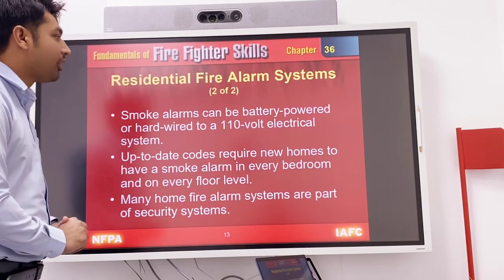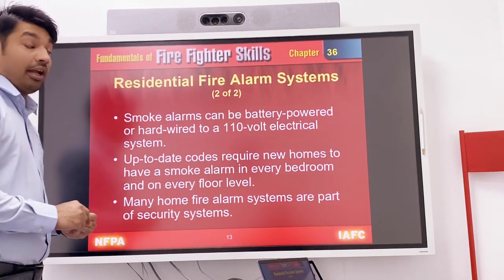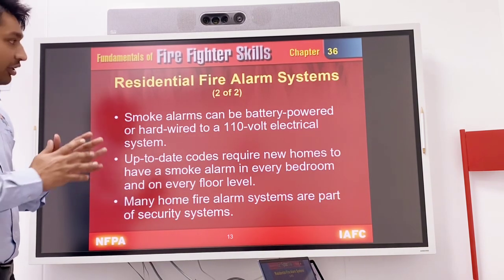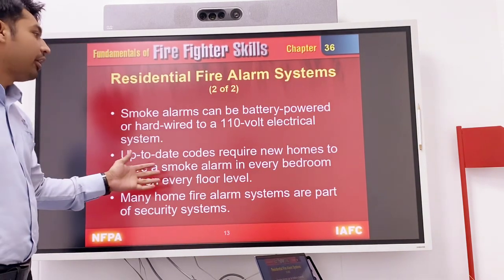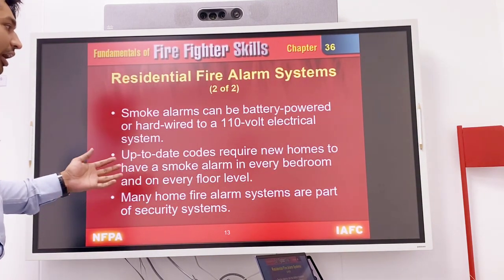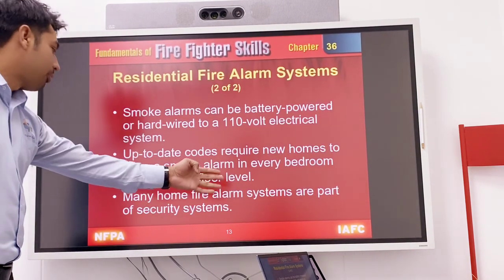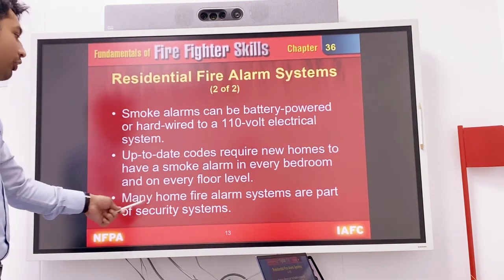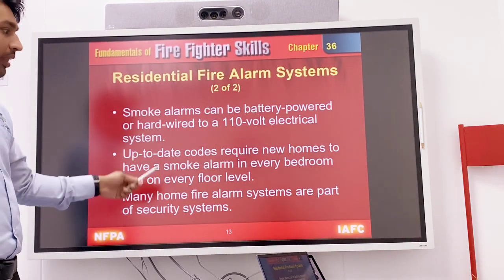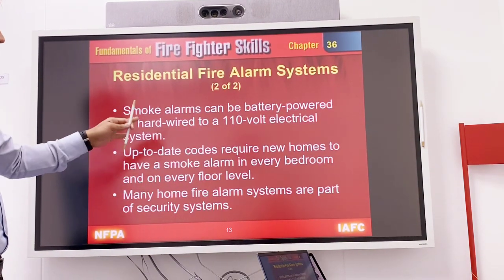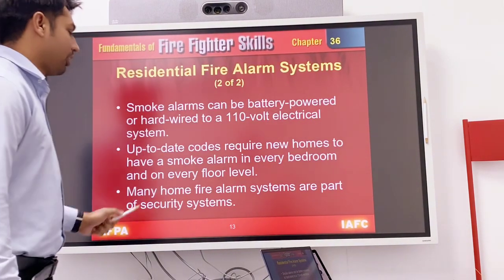Smoke alarms can be battery powered or hardwired to a 110-volt electrical system. As we discussed earlier, we have a smoke detector with battery power. Up to date codes require new homes to have a smoke alarm in every bedroom and on every floor level. Many home fire alarm systems are part of a security system. So this residential fire alarm system is very good for one room. There's no supply, there's nothing, so we can adjust this smoke detector and get a very beneficial result from this smoke system.